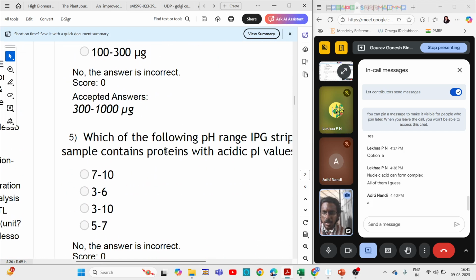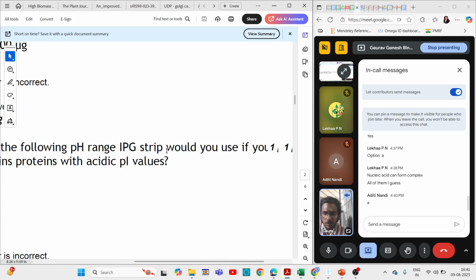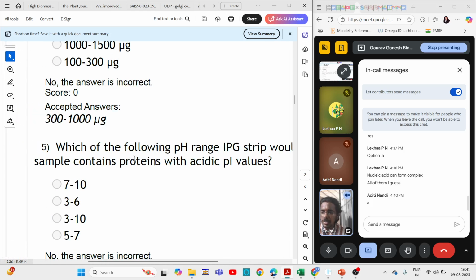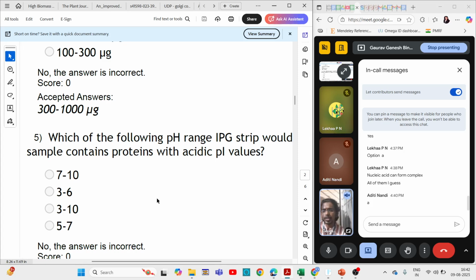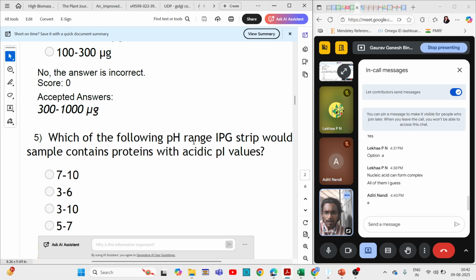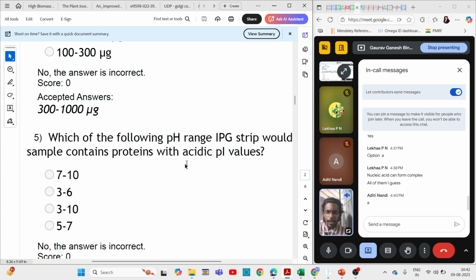Okay, which of the following pH range IPG strips would you use if your sample contains proteins with acidic pI values? What do you think? I think this is an easier question. Which pH strip would you use if you know your protein of interest has acidic pI values? Answer B, 3 to 6.